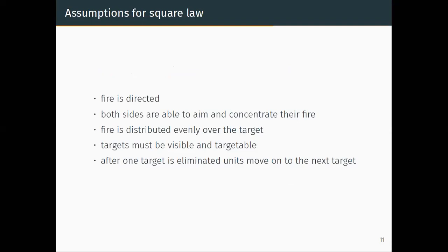What are the assumptions for square law? The only difference between the assumptions of linear law and square law is that the fire is directed. That means in modern times we have guns. So one person with a gun can fire in multiple directions at multiple enemies at a single time, and also multiple enemies with guns can fire at a single enemy at a time. That means the fire can be concentrated, and they aim at an enemy.